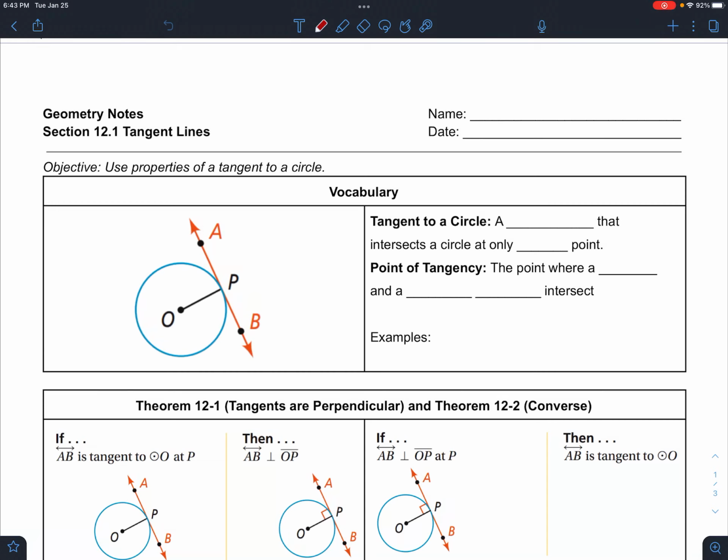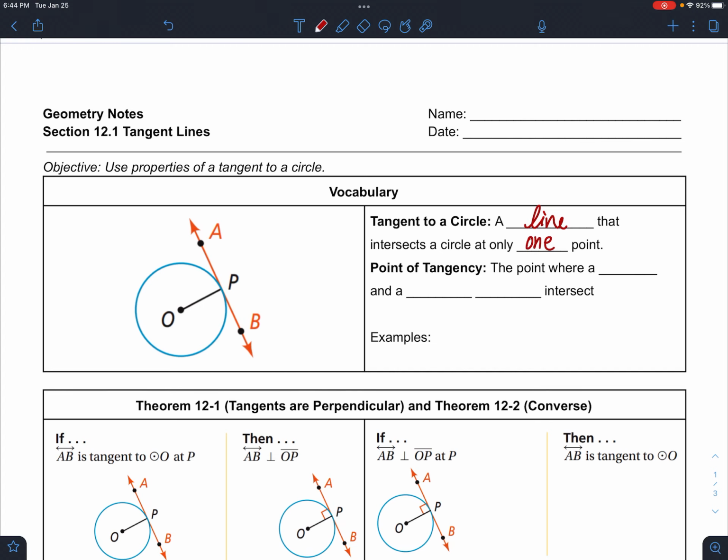Hey, hello there. We're going to talk about our first section, which is on tangent lines to circles. So a tangent to a circle is a line that intersects a circle at only one point. If it intersects at more than one point, it's called a secant, but we only care about tangents for now. So they intersect at one point.